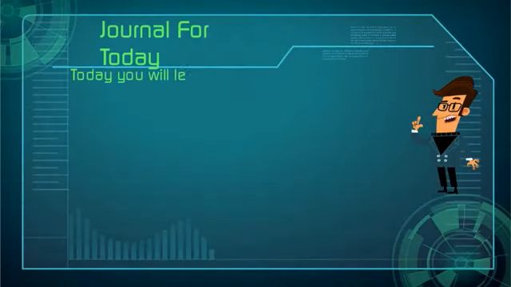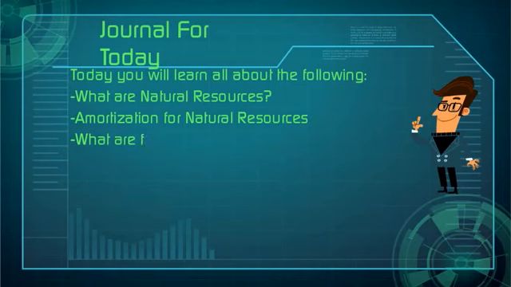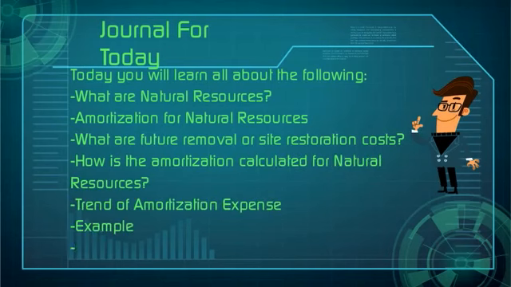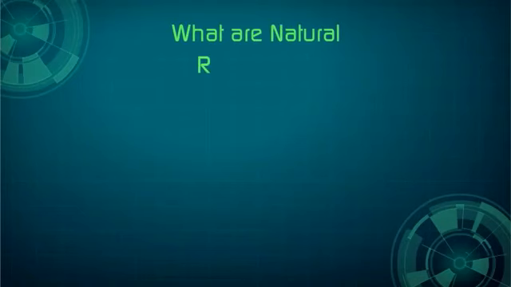Today we will be talking about natural resources. Journal for today. Today you will learn all about the following. What are natural resources? Amortization for natural resources. What are future removal or site restoration costs? How is the amortization calculated for natural resources? Trend of amortization expense. An example. And finally, equipment used when extracting natural resources.